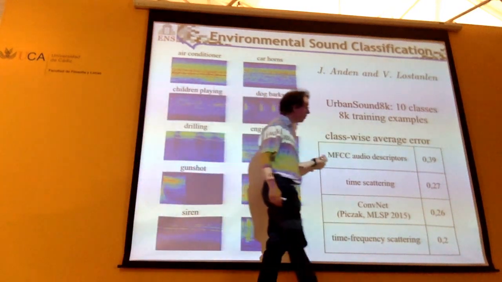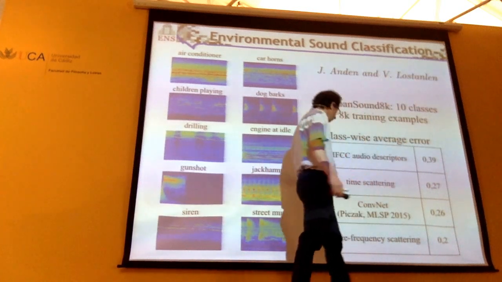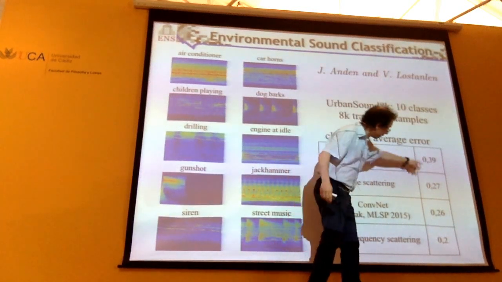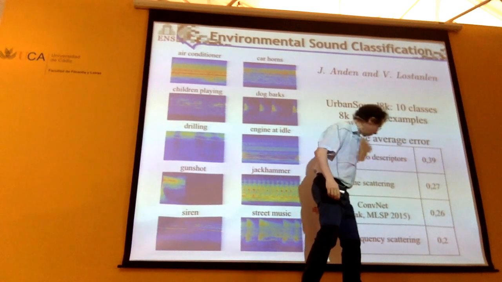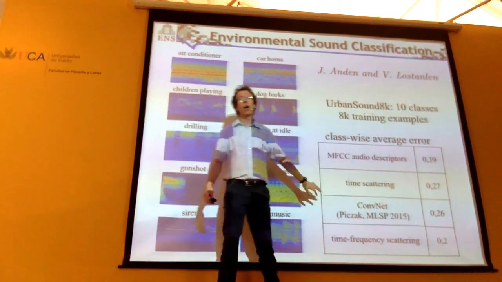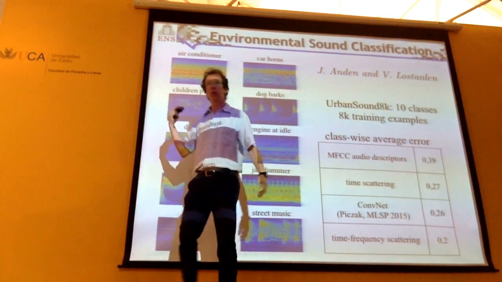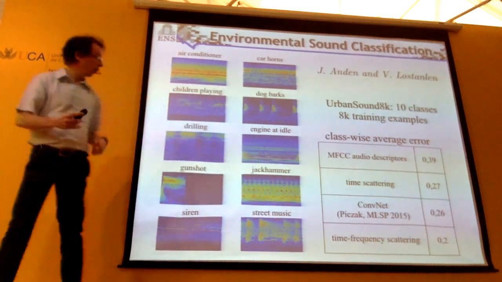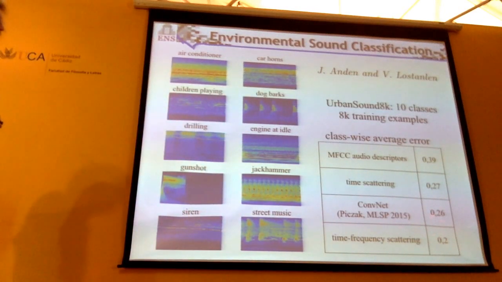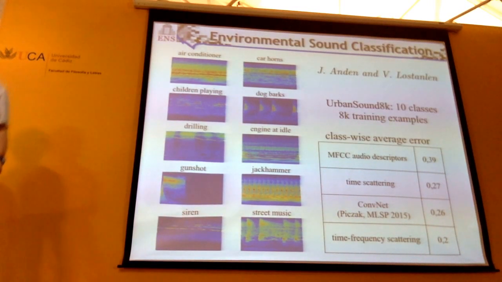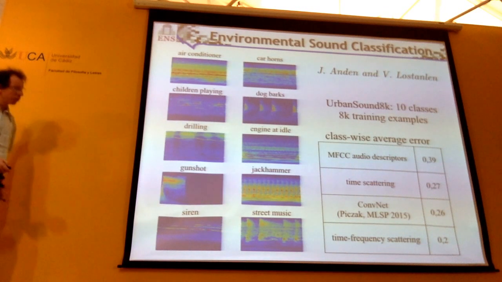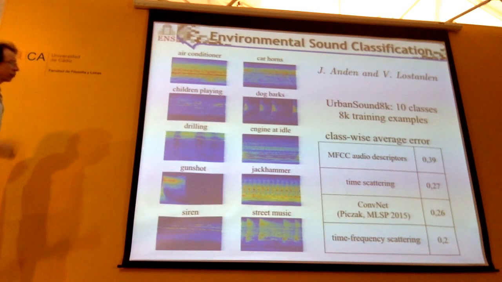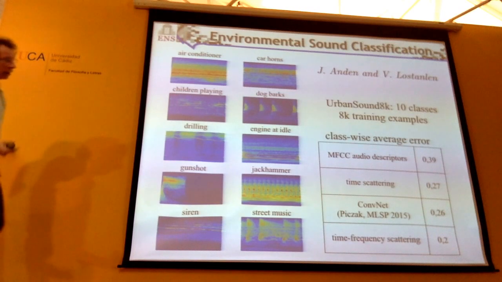Same thing, MFCC got 0.4. Time scattering, in this case, is quite better, 0.27. ConvNet, optimized by the author who did the publication, was at an error about the same, again because you don't have so many examples. The time frequency scattering gets you a significant drop, let's say, because again, it's two-dimensional, and it gets you right now the state of the art.